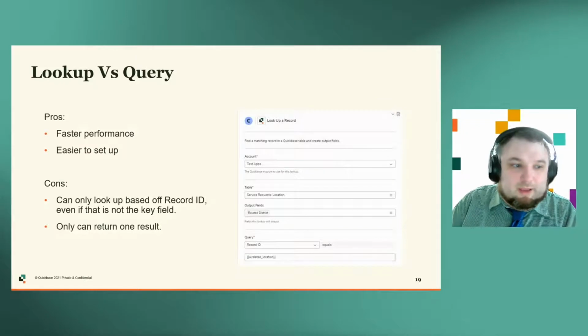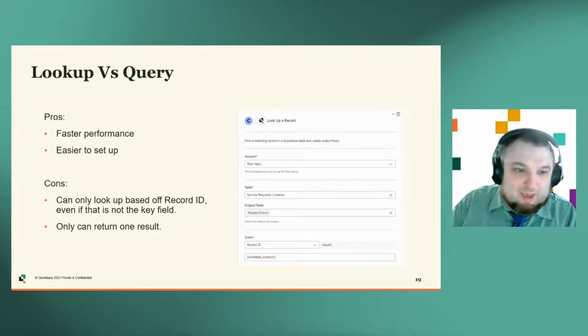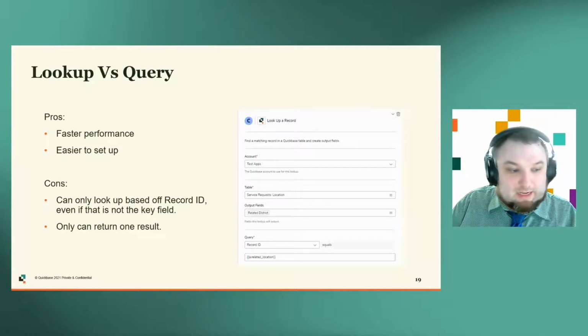A lookup is much faster in terms of performance. It takes pipelines less time to do a lookup versus query. It is also easier to set up. Once you have it, you don't have to do anything special with it. You just get all the information that you need. The downside to this is in the QuickBase channel, you can only look up records off the record ID, even if that is not your key field. Also, it can return only one result.